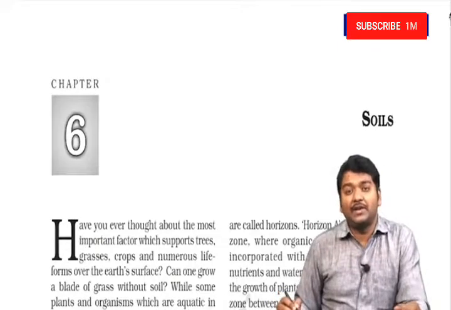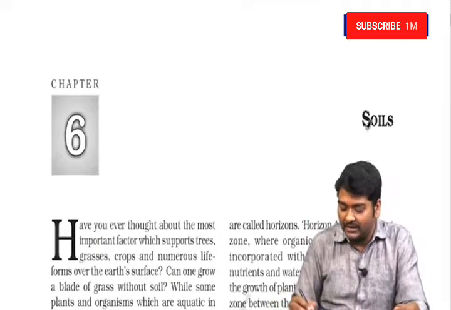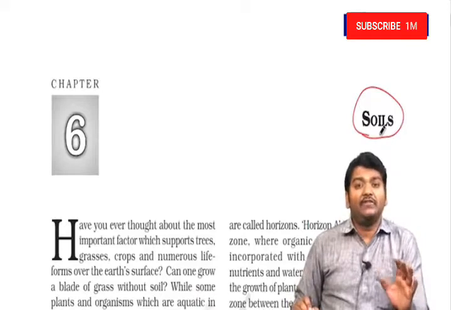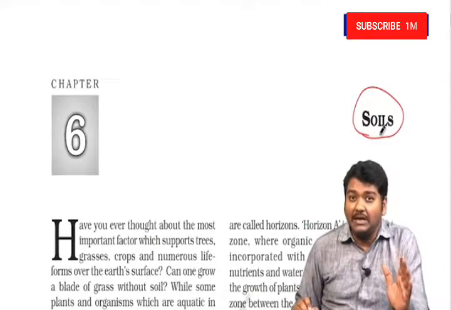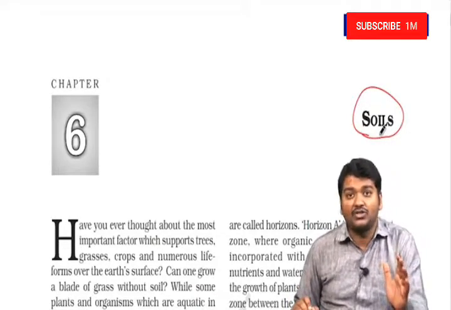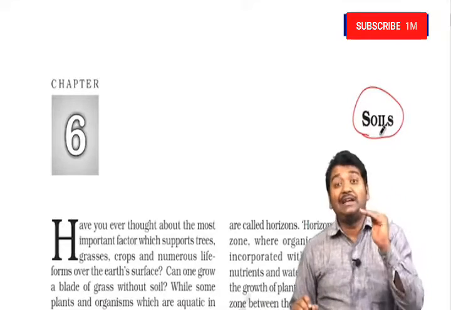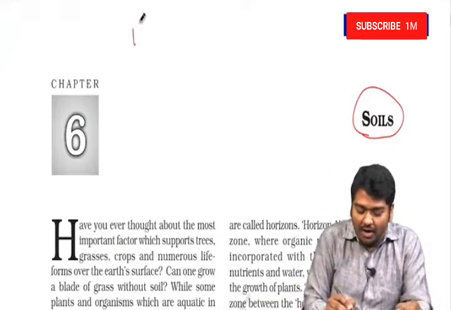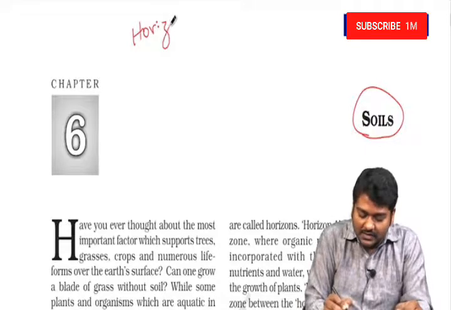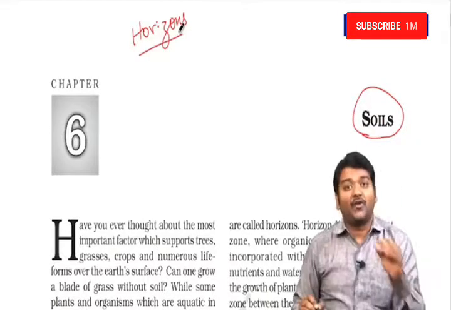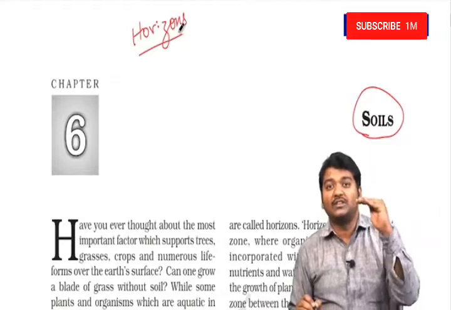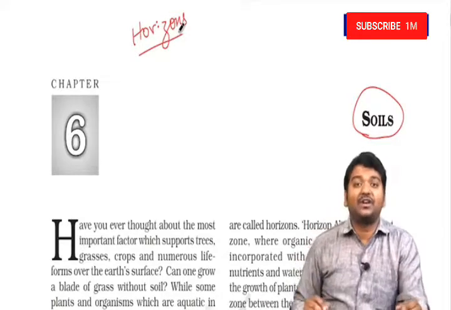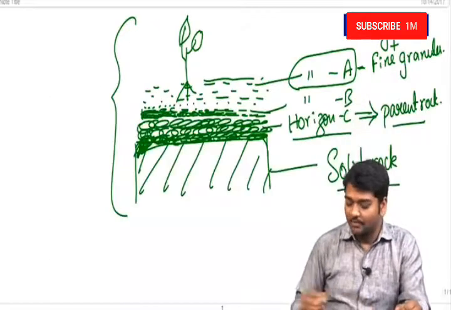So guys, let's quickly begin with the next important topic, that is soils. Whenever we talk about soils, it should be clear to you that we are actually talking about different layers of soil which is usually present. We call these horizons. The meaning of horizons is that soil is usually present in layers. So let us try to understand it with the help of the picture.